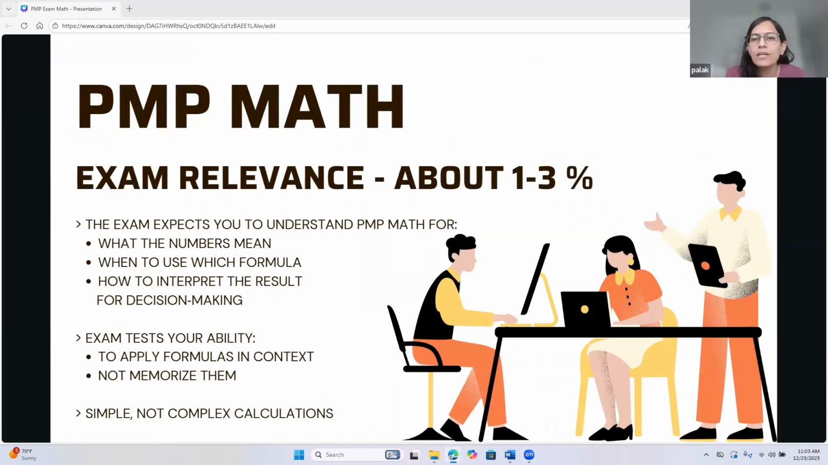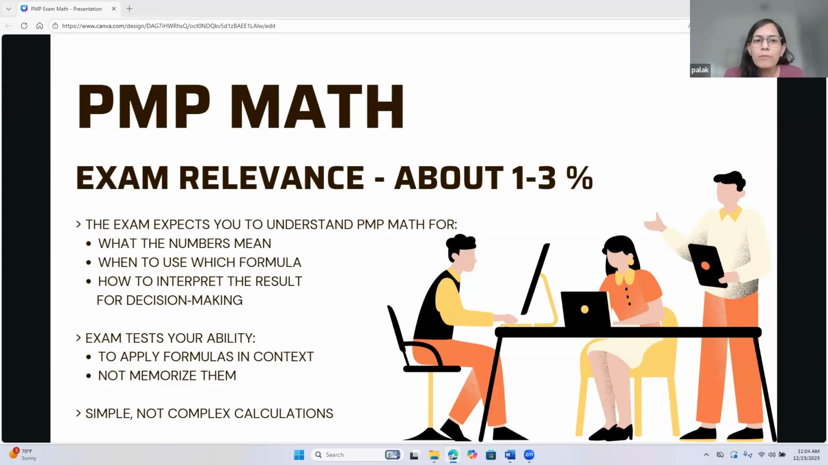There are a total of 180 questions as per the current exam content outline. Out of 180, maybe 2 to 6 questions, but it's again a very rare calculation. So about 1 to 3% are math interpretation related questions.